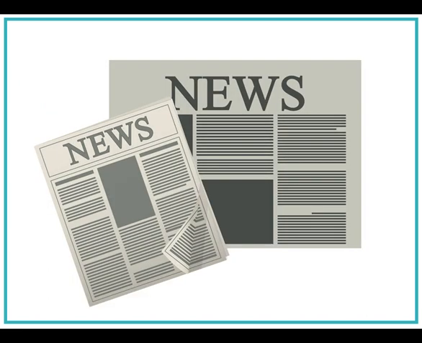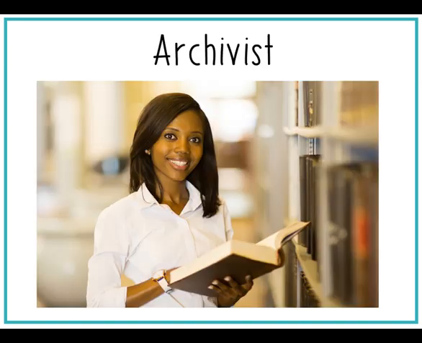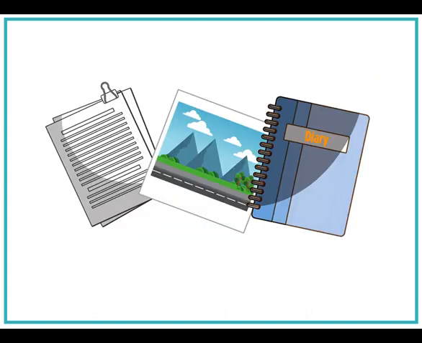Have you ever read a newspaper article? A newspaper article is a type of source. Meet Ashanti. She is an archivist. An archivist is a person who learns about important sources. Sources are things like documents, photographs, and diaries that can help people understand the past.